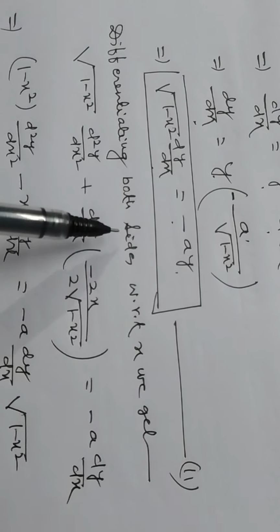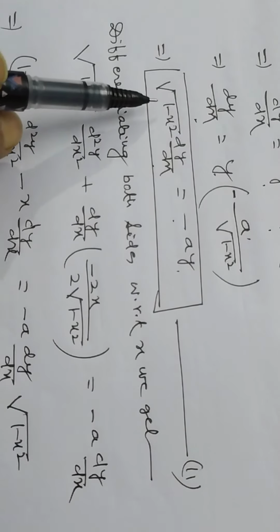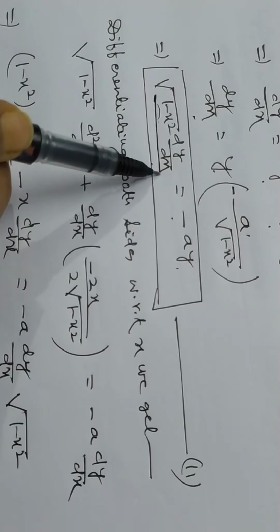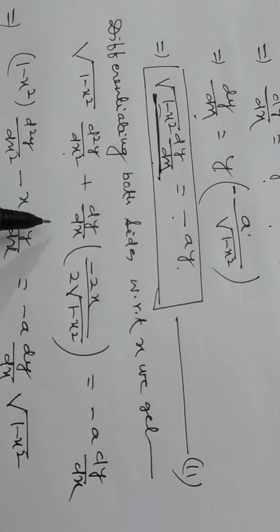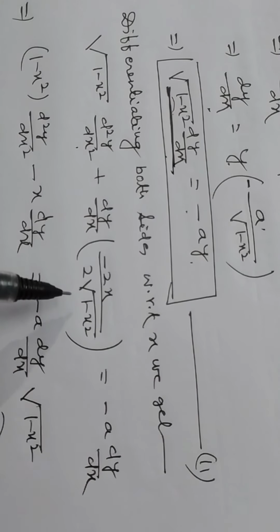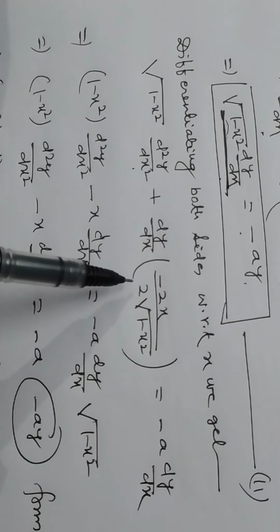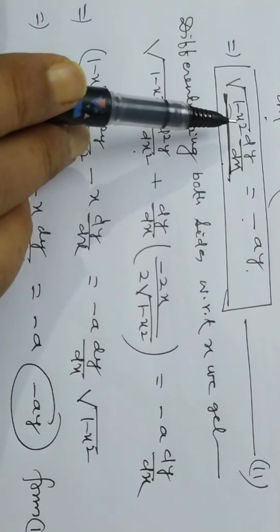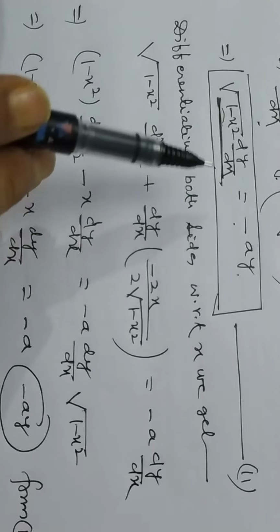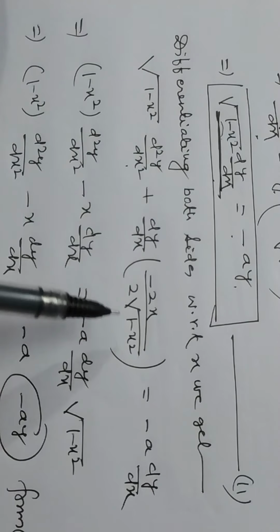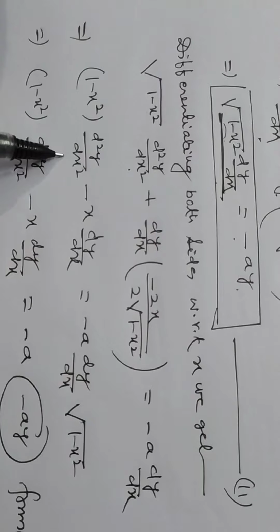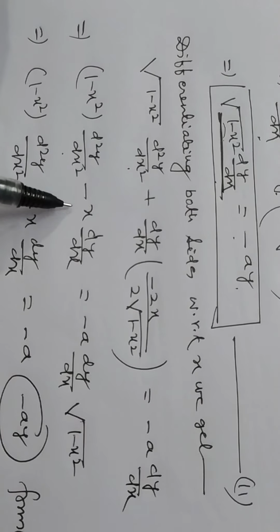Now differentiating both sides with respect to x, we get root over (1 minus x²) d²y/dx². We differentiate it by the u into v method, plus dy/dx times minus 2x over 2 root over (1 minus x²). It is on the formula, differentiation of root x is 1 by 2 root x, and differentiation of 1 minus x² is minus 2x.